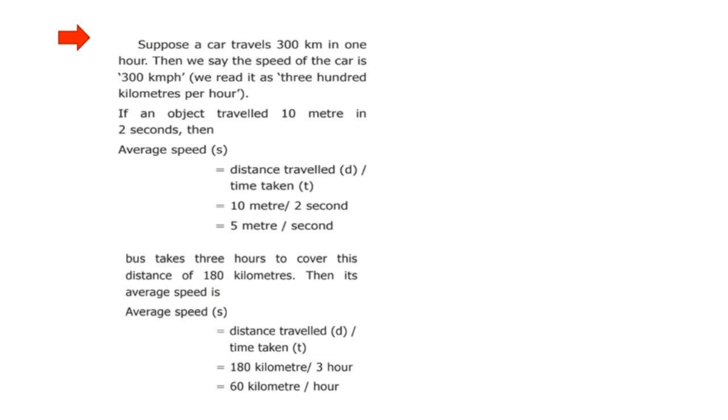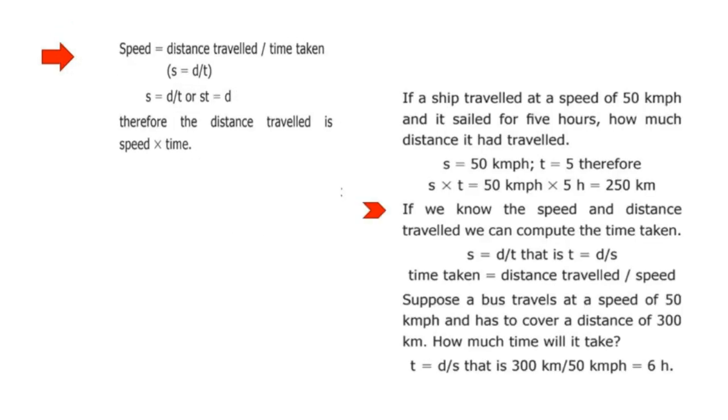Note, if we denote the distance in meters and time in seconds, then the unit of average speed is meter per second. If we denote the distance in kilometers and time in hours, then the unit of average speed is kilometer per hour. We know speed is equal to distance traveled by time taken. That is s is equal to d by t. So if we want to know the distance traveled, we take out the d. So the formula will be s into t is equal to d.